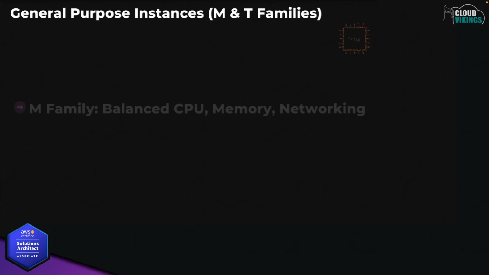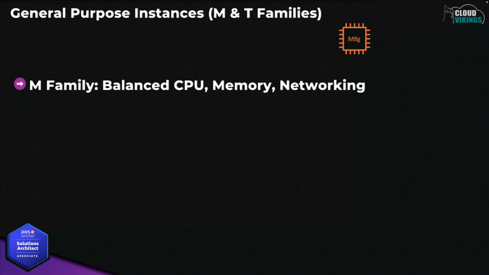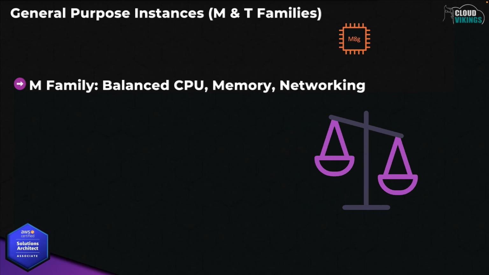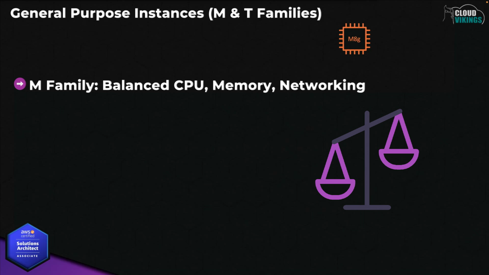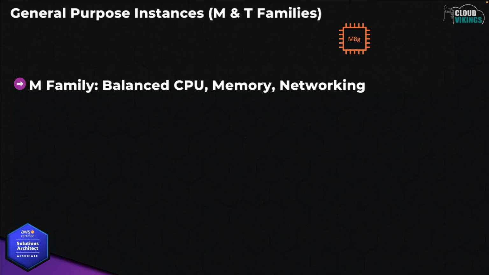Now, the general purpose family, indicated by M, offers a balance of compute, memory, and network resources. These instances don't necessarily specialize in one area, but instead provide a good mix that fits a wide variety of common workloads. If you're not sure which instance family to use, the M family is often a safe starting point because it's going to handle web servers, application servers, small to medium databases, development environments, and many other typical applications really well.